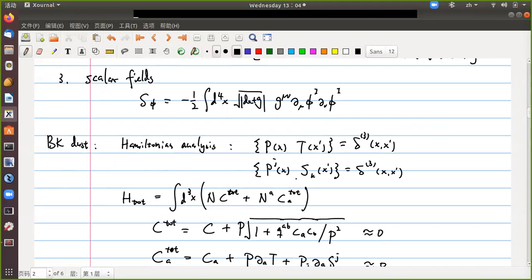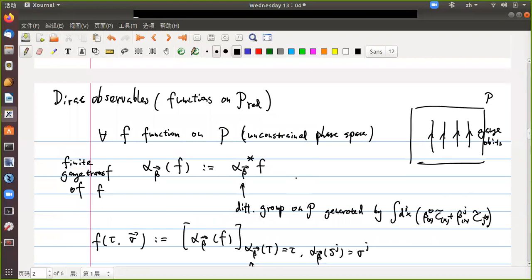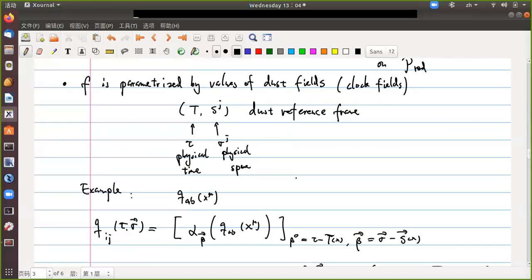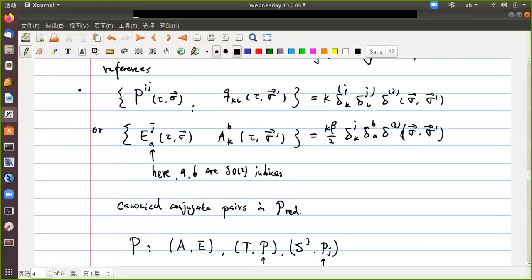Over there, what you actually do is find a way to make a gauge fixing, or introduce parameters tau and sigma which have physical meaning. They are physical time and physical space, and because they are values of the dust field, you can use tau and sigma to parameterize your field. Then you ask whether you can extract a Hamiltonian to generate this tau evolution, considering a specific tau to be your time. The answer is yes, you can find the Hamiltonian to generate this tau.